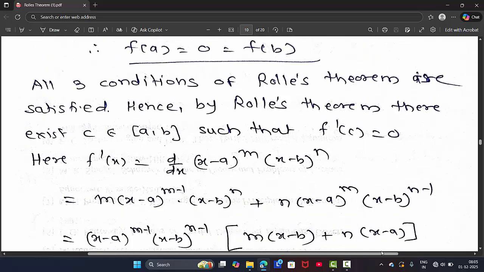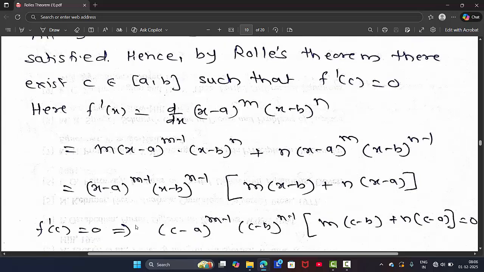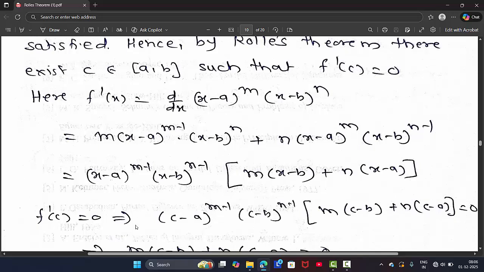For that, we shall calculate f dash x. F dash x is nothing but derivative of x minus a raised to m, x minus b raised to n. We use here UV rule. Derivative of x minus a raised to m is m into x minus a raised to m minus 1 and second term x minus b raised to n as it is, plus x minus a raised to m as it is and derivative of this second term is n into x minus b raised to n minus 1. From this I can take x minus a raised to m minus 1, x minus b raised to n minus 1 common and in bracket m into x minus b plus n into x minus a.